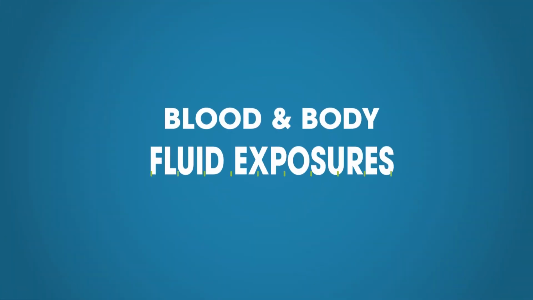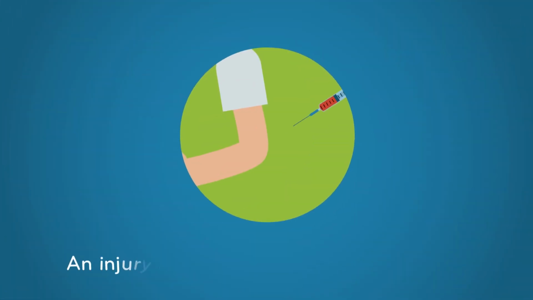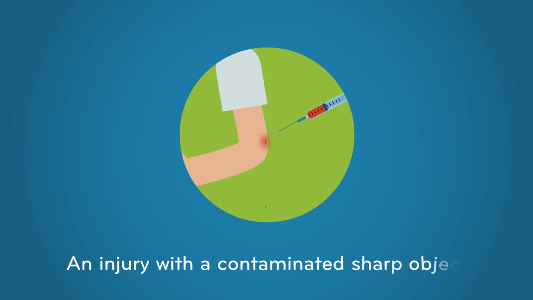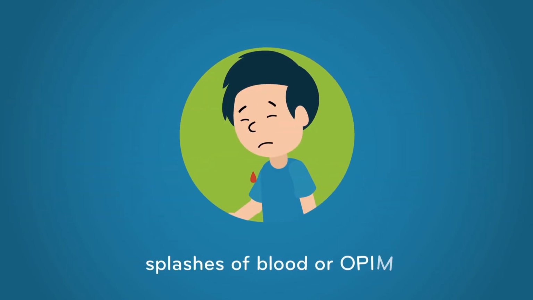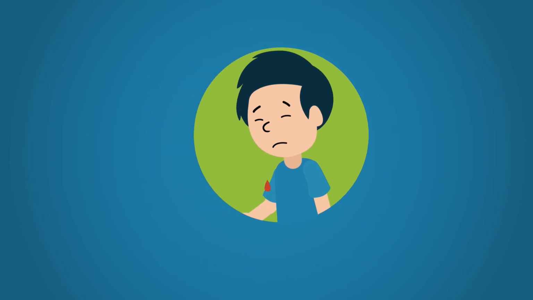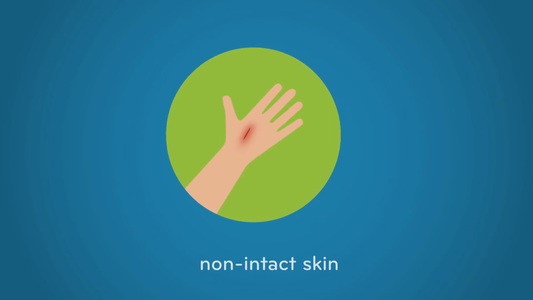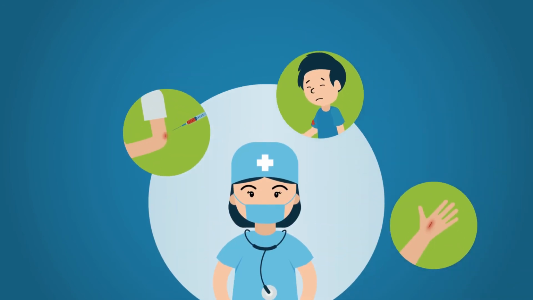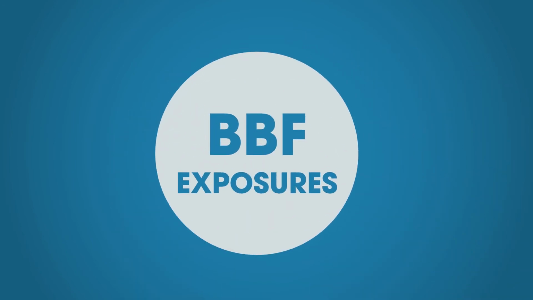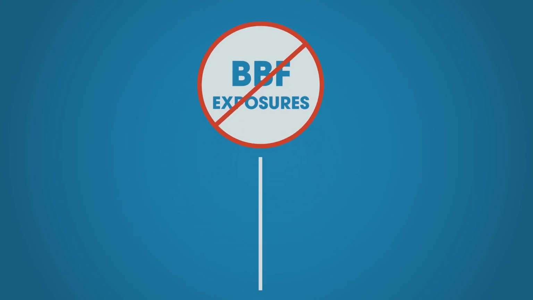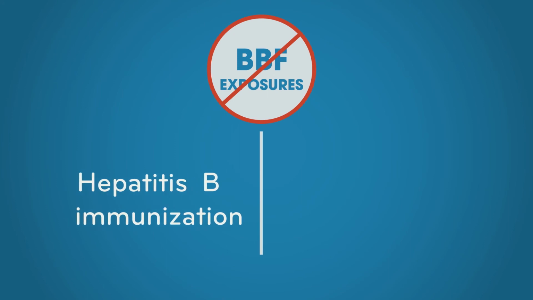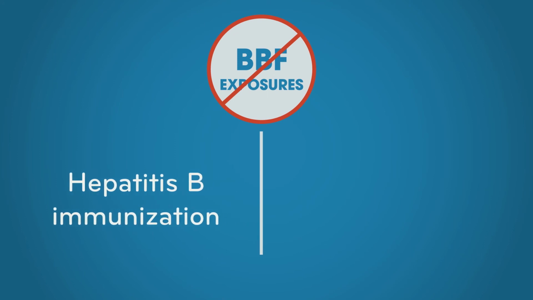Blood and body fluid exposures. Blood and body fluid exposure is defined as an injury with a contaminated sharp object, such as a needle stick, or spills or splashes of blood or other potentially infectious material onto mucous membranes or non-intact skin that result from the performance of an employee's duties. The 2 important components to prevent infections following a blood and body fluid exposure are 1. Hepatitis B immunization, and 2.